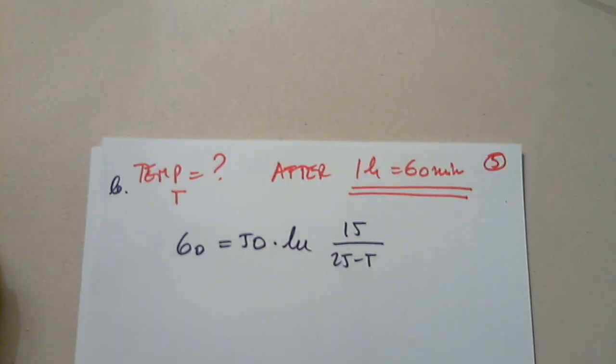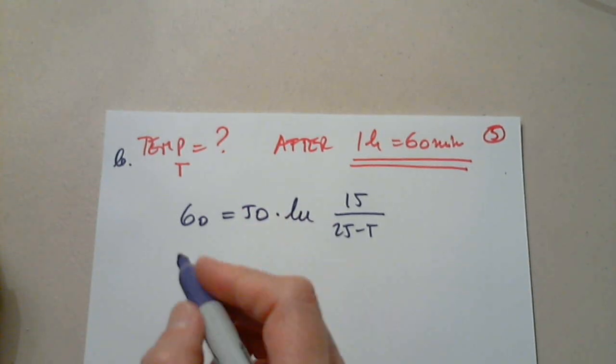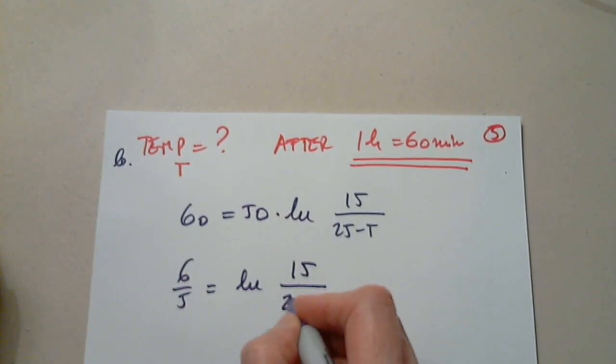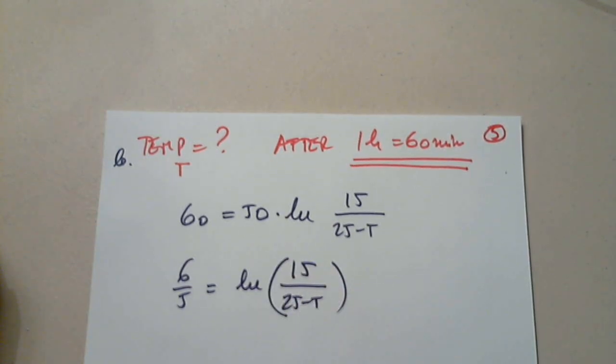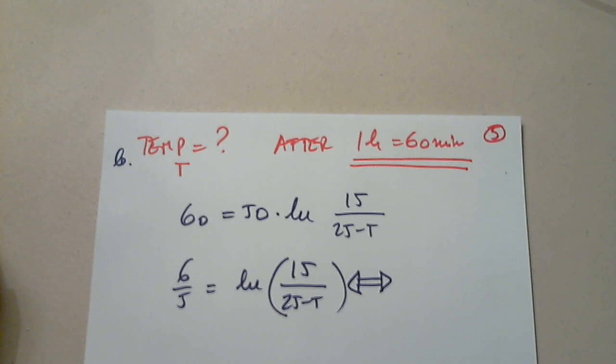Okay, good. So then the first step is to clean it up. We have to divide by 50. So we have 6/5 equals natural log of 15 over 25 minus t. Now we have to write the equivalent equation. How do I write the equivalent exponential equation?